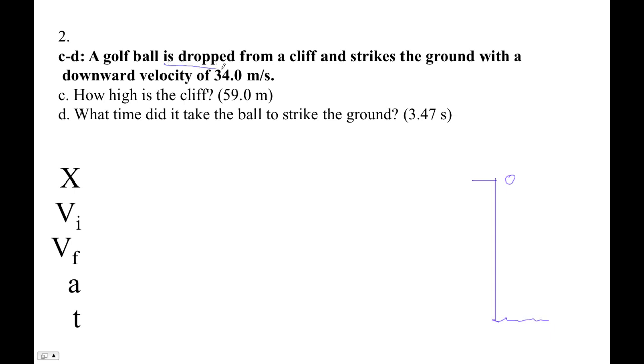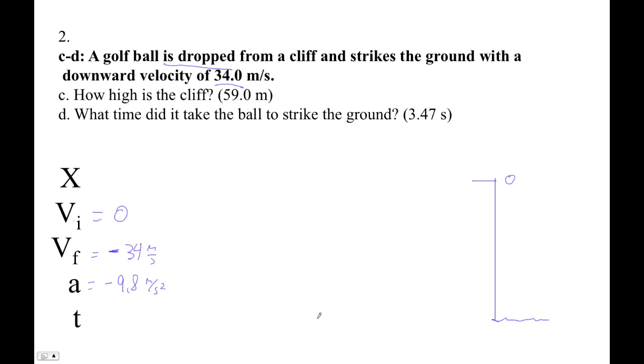It's dropped. Okay, I'm going to take that to mean the initial velocity is 0. It's not thrown down, right? The final velocity, we never say the final velocity is 0. It's always right before it hits the ground. I can then say this is negative 9.8 because we're on Earth. And then the final velocity is 34, but it's down, right? So minus 34 meters per second.